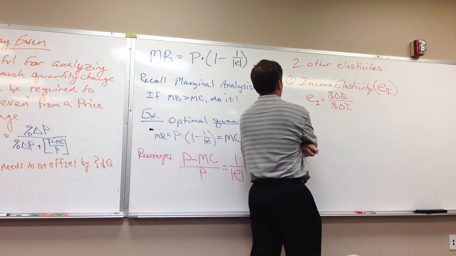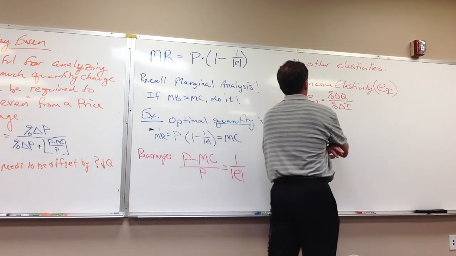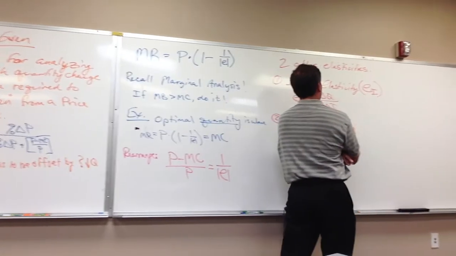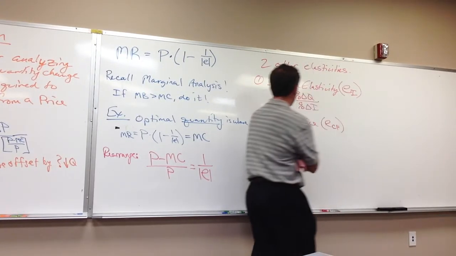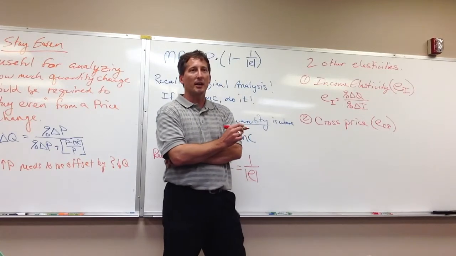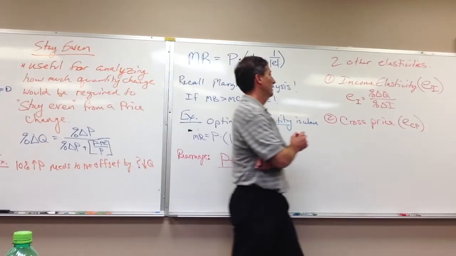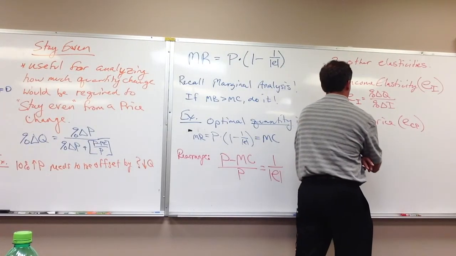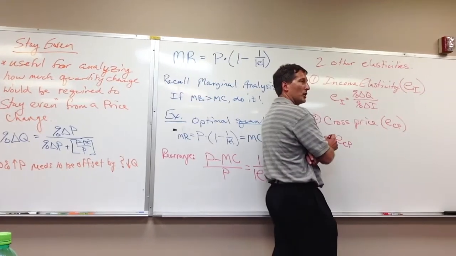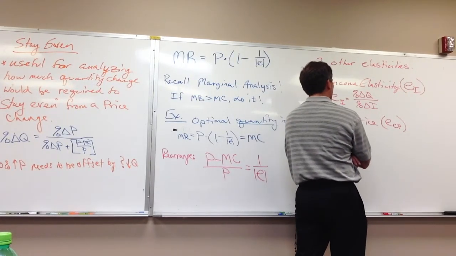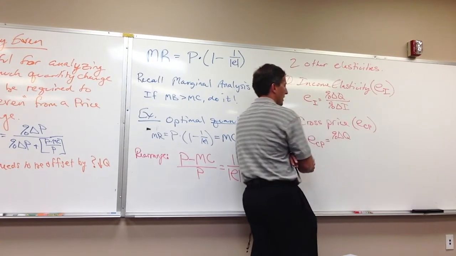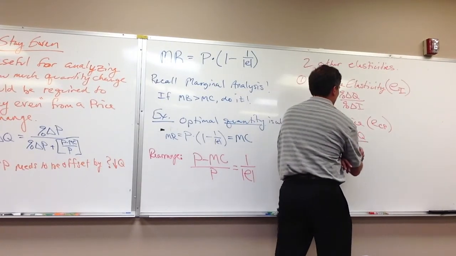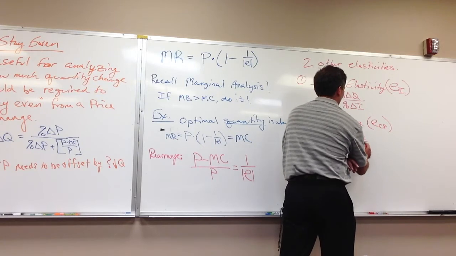Number two, the cross price elasticity, Coke and Pepsi, peanut butter and jelly. We just look at the change in the price of a related good now. How does the quantity change when there's a percentage change in the price of a related good?